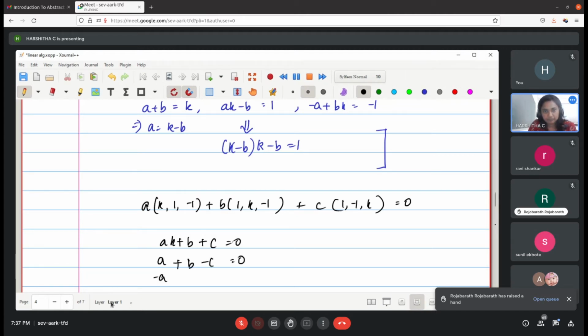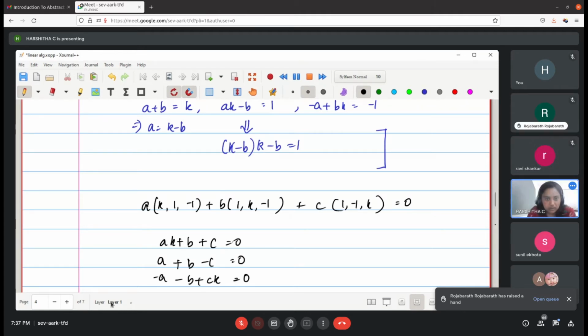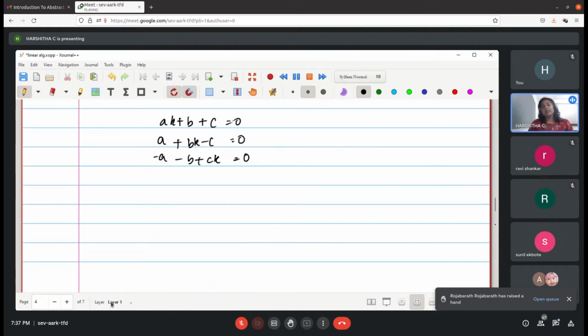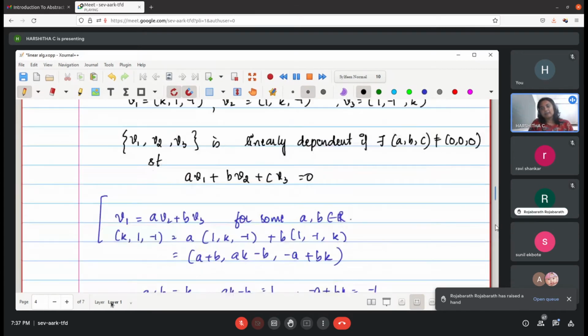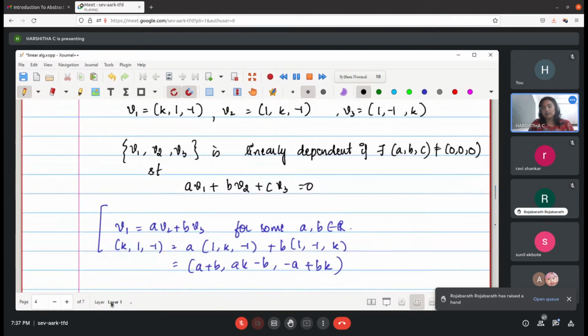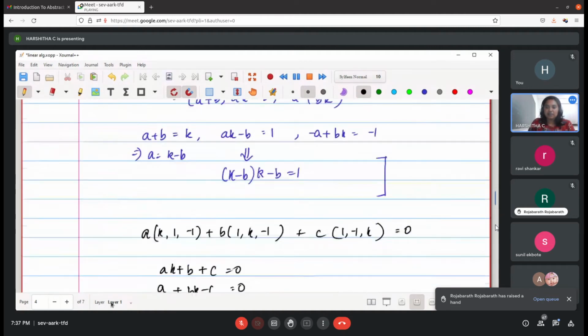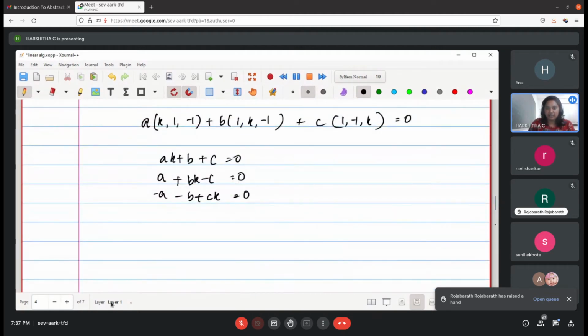Minus A, minus B... I mean, A plus BK, which means the second one, BK. Right? So what does it say? When we say it is linearly dependent, we are saying that there is an A, B, C, not all three of them 0, which satisfy these three sets of equations. So if you treat these A, B, C as variables, you know that there is a non-zero vector satisfying this equation.